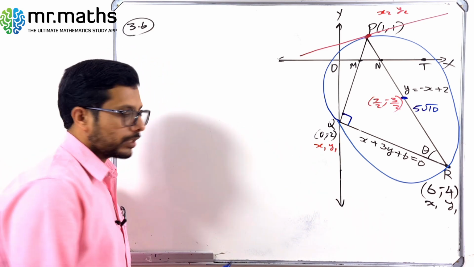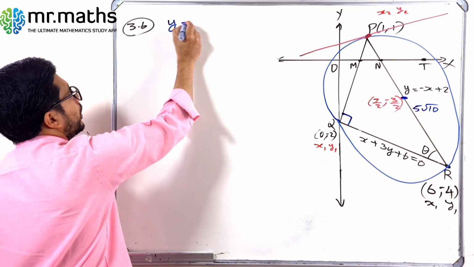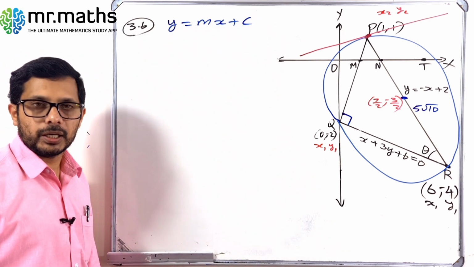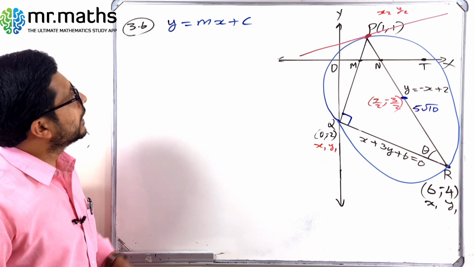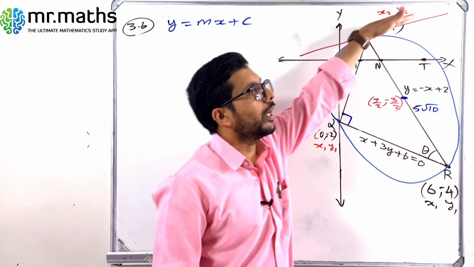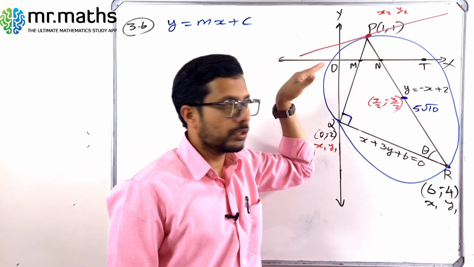So what is the equation of the straight line? y is equal to mx plus c. This is the equation of a straight line. Here, what does this m stand for? The gradient of that line.